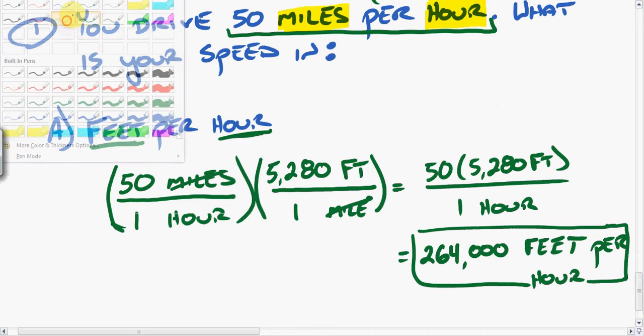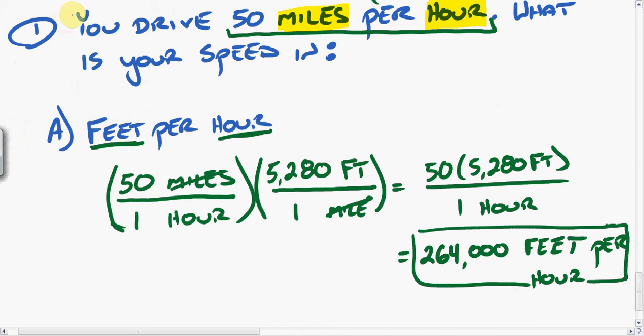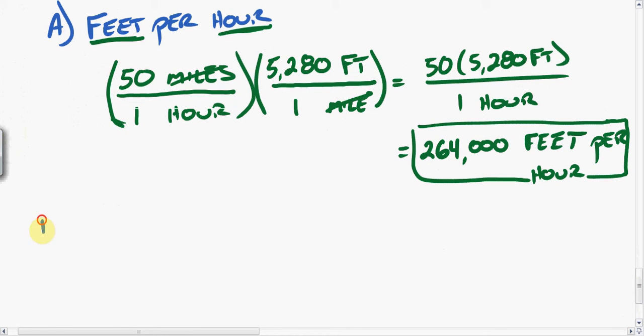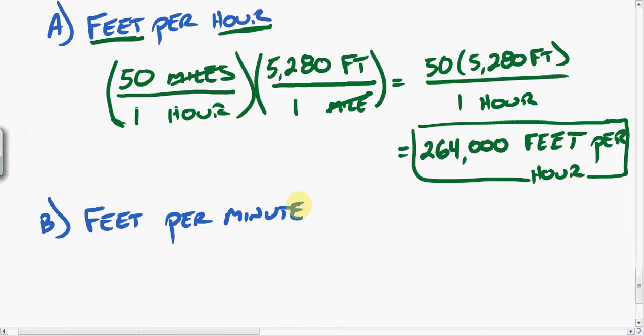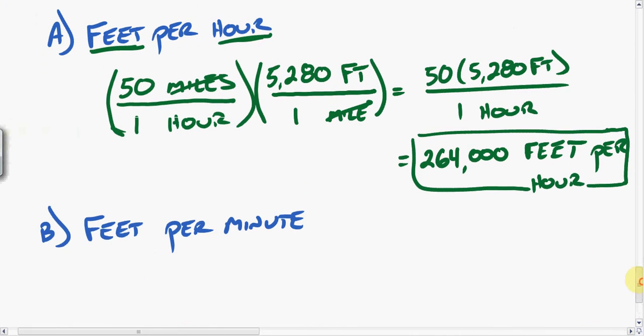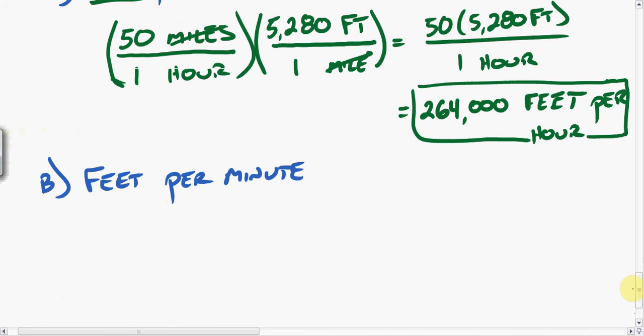Let's try another one. Instead of just going to feet per hour, we're going to go from 50 miles per hour into feet per minute. So B is feet per minute. I'm going to go back up to the original problem here. We're still dealing with 50 miles per hour. So we have to convert miles to feet, and now we have to convert hours to minutes as well. I'm always going to start by rewriting the original problem in a ratio. So we're going to keep 50 miles per hour. It's the same.